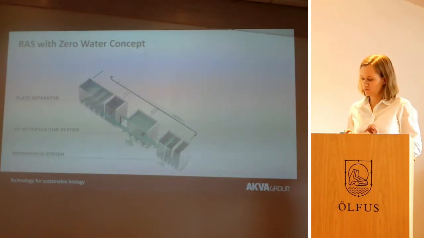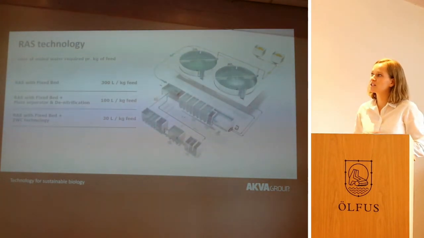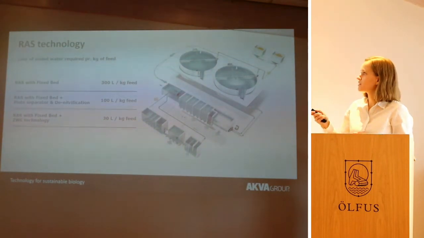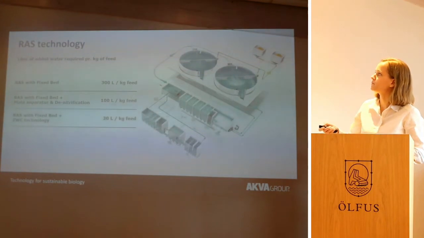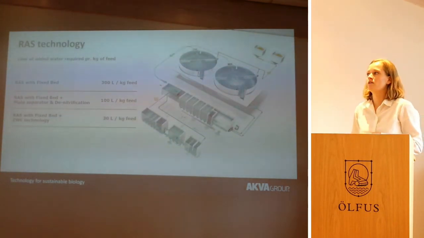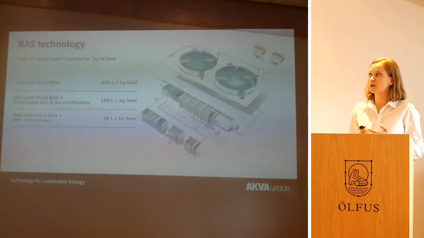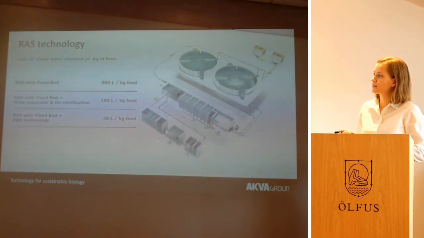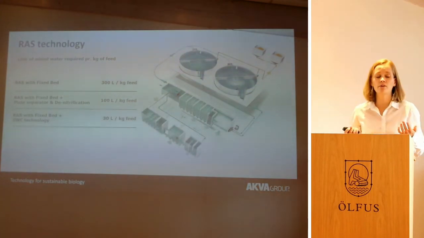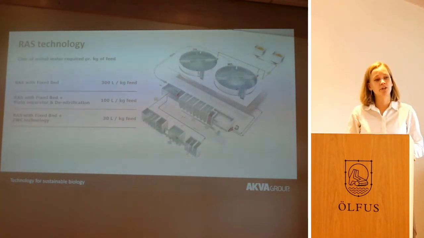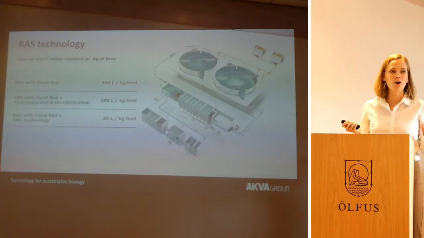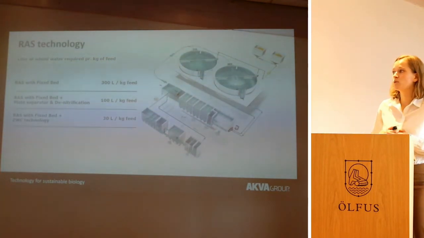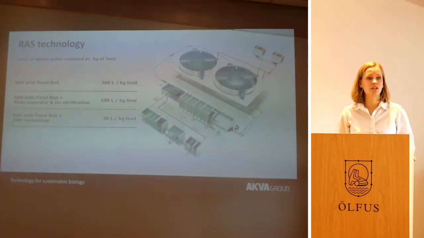So, to compare the different technologies, going with our RAS system with fixed bed technology, which was this basic RAS here, you will need 300 liters of new water per kilo feed you add into the system. But by adding the plate separator and the denitrification system, you would have already gone down to 100 liters per kilo feed. And going all the way with our zero water concept, adding the phosphorus system in the end, you would only need 30 liters per kilo feed.